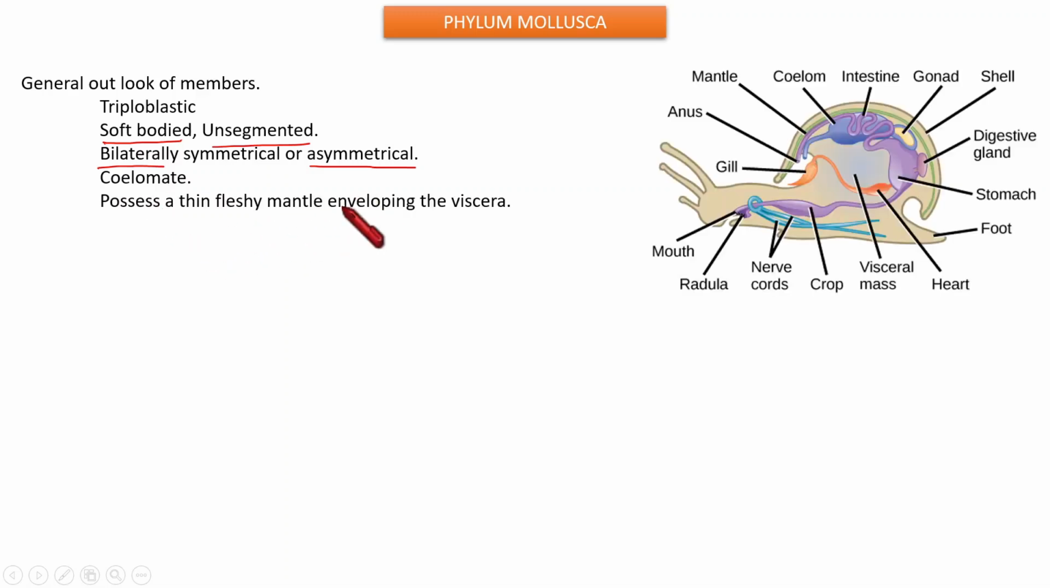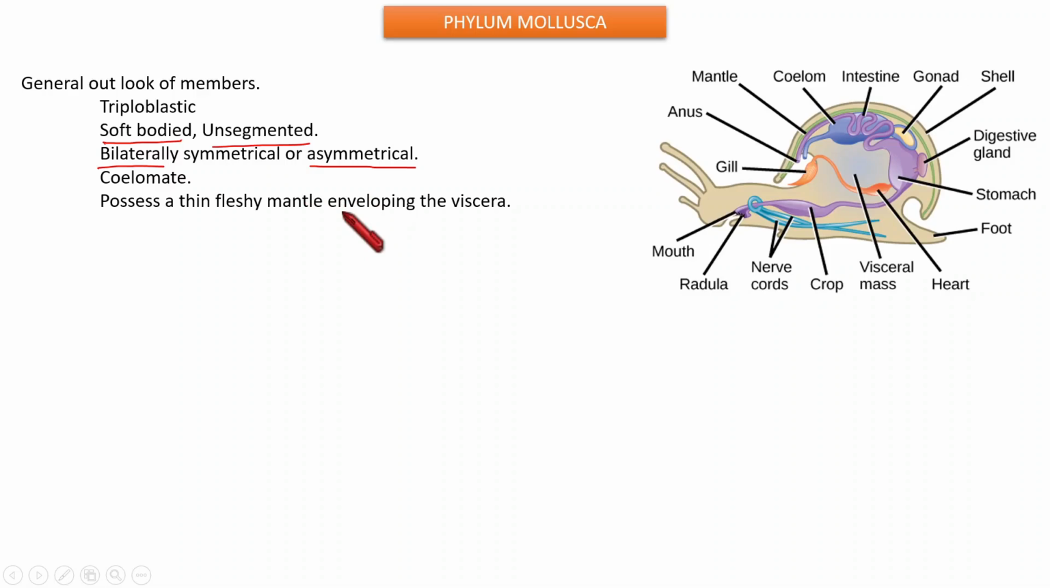Body symmetry is bilateral symmetry, and sometimes some of the organisms that come under this phylum are asymmetrical too. That means it's not possible to get equal halves by cutting through any of the planes. So asymmetrical forms are also present in this phylum. They are all coelomate. Coelomate means they all bear a coelom, or body cavity.